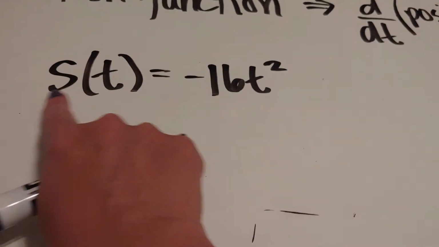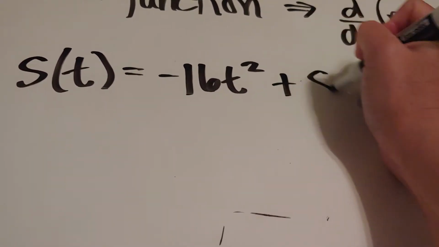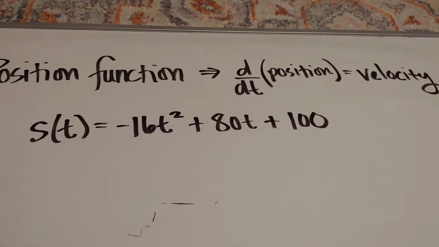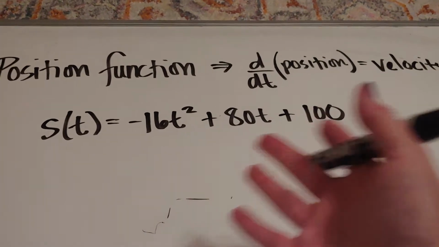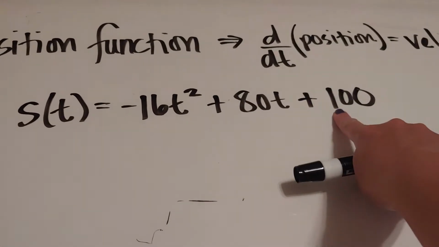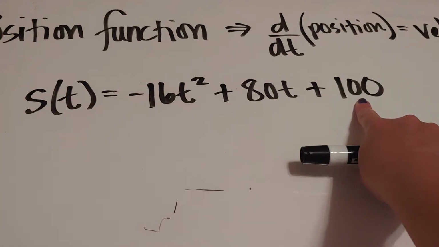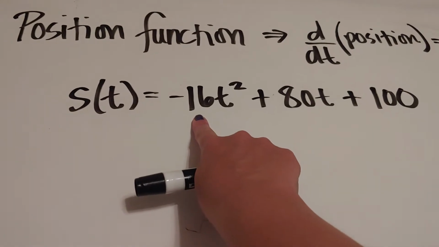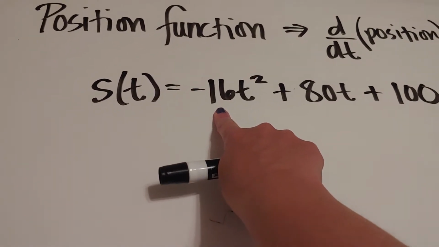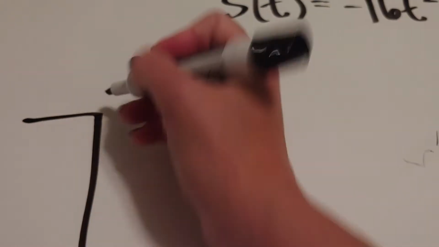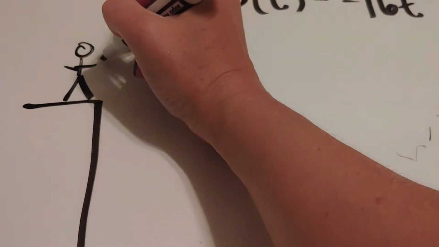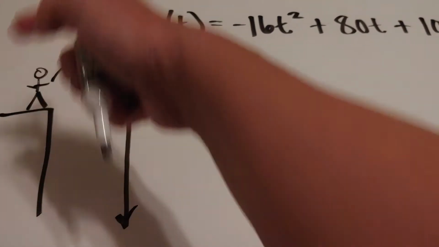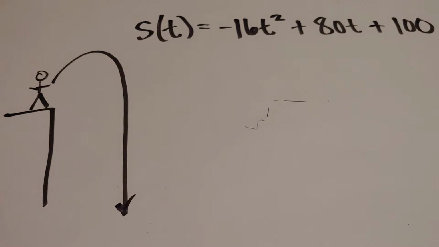But here, I have s of t equals negative 16t squared plus 80t plus, I'm just making this up, 100. So let's say this is our position. In reality, I'm standing on top of a 100-foot building or a cliff or something. This is my initial velocity, and this is gravity acting on it, bringing it down. So if I drew a picture, we are standing here, I'm flinging something, and its position at every moment is going to be represented by this equation.